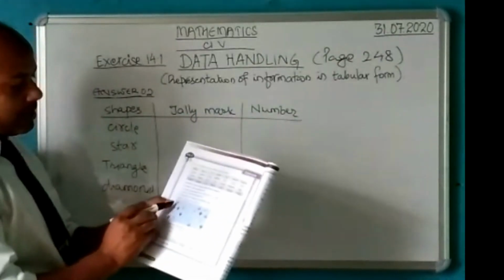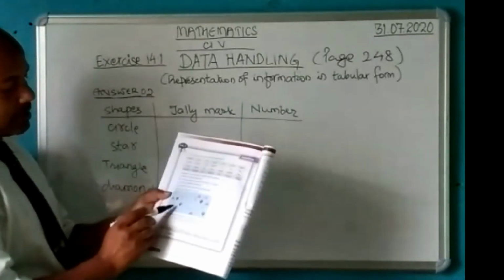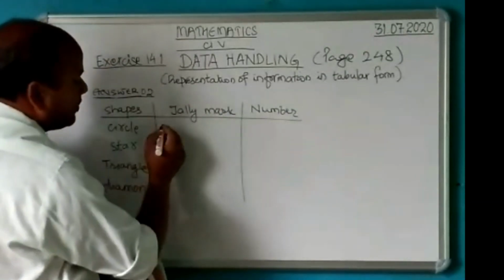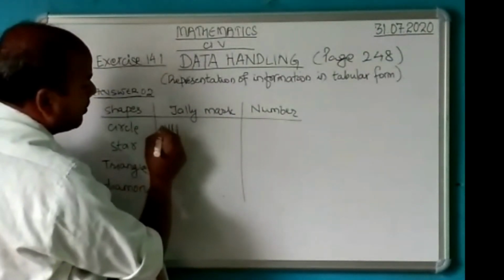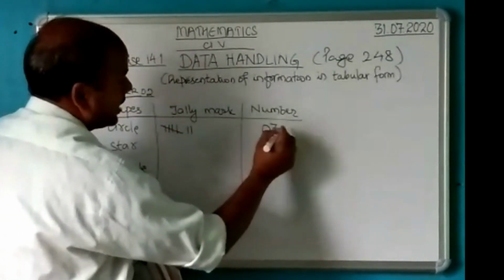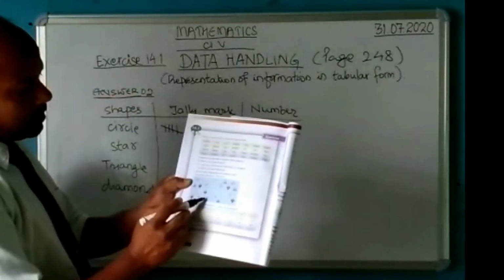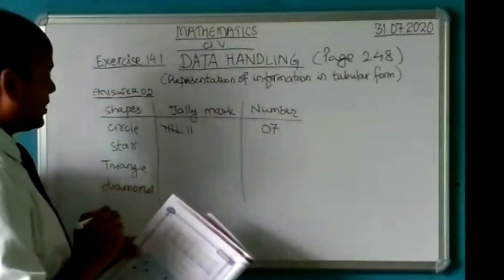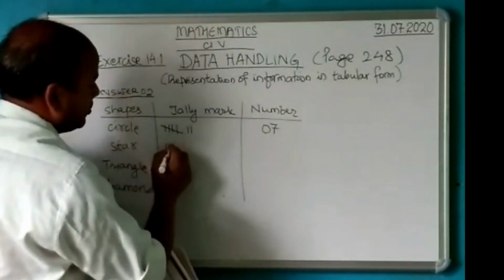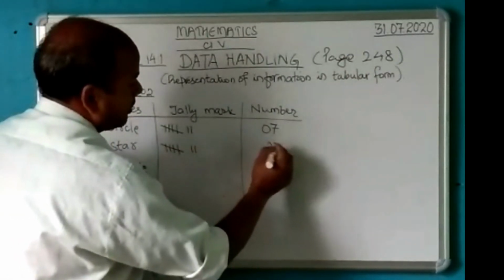Now see, it will be confusing for you, so it's better to count: 1, 2, 3, 4, 5, 6, 7. 7 circles are there. So how many total? 7 circles. Then you have stars. How many stars are there? In yellow color: 1, 2, 3, 4, 5, 6, 7. This is also 7. So the total is 7.